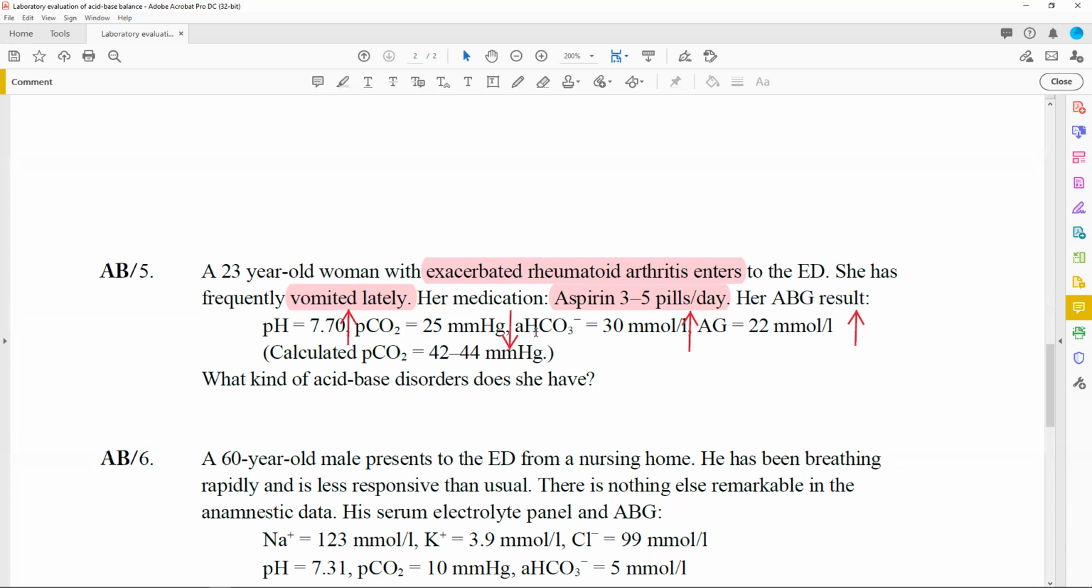Hyperventilation, maybe? No. Metabolic, not respiratory. Hyperventilation can cause only respiratory changes. Metabolic, vomiting, because you are losing acid. Okay, so the patient had a metabolic alkalosis due to the vomiting and has a respiratory alkalosis due to hyperventilation because aspirin stimulates the breathing center.